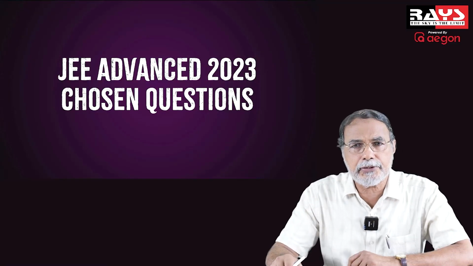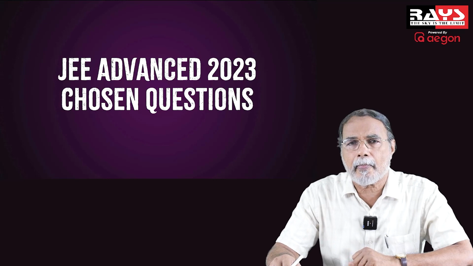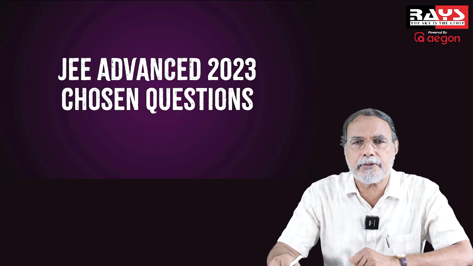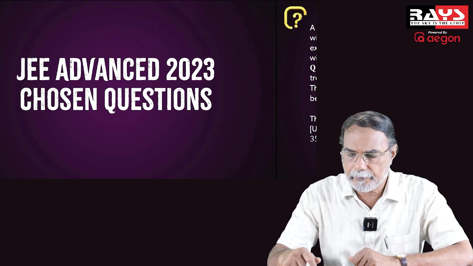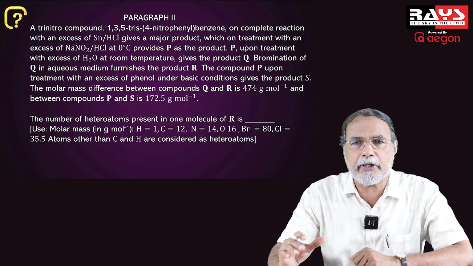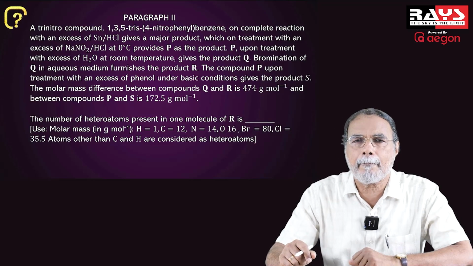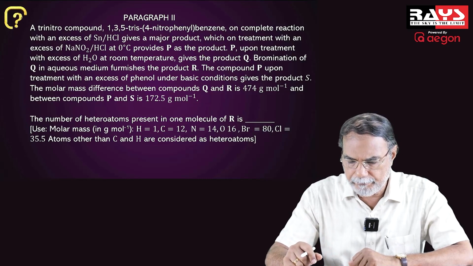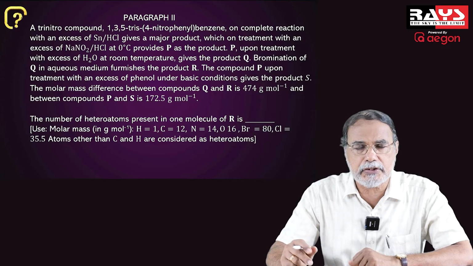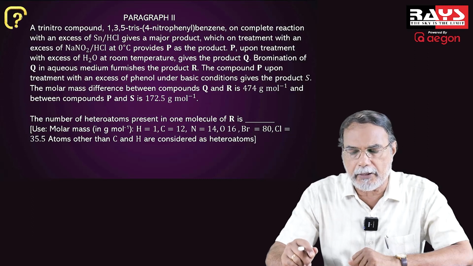Yeah, welcome dear students to this discussion of the JEE Advanced question paper of previous years, and we have a question from JEE Advanced 2023 paper 2. It's a paragraph type question. A paragraph is given, a matter is given, and there are two questions based on this paragraph.